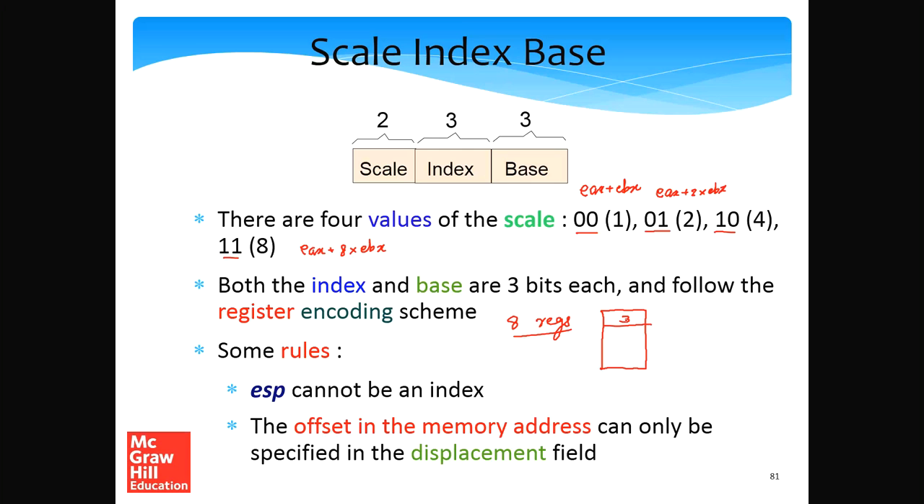So there are some important rules that need to be kept in mind. The first is that ESP cannot be an index. All right. So basically the ESP field cannot be an index over here as an invalid index. So this also makes sense. Why would anybody make the stack pointer an index? You might want to make it a base register, but making it an index is not right. The other is that the offset in the memory address needs to be specified in the displacement field. All right. So that is the second point that needs to be kept in mind.